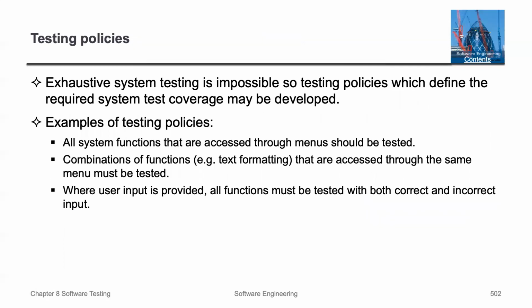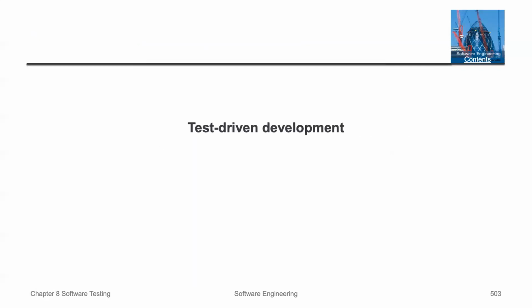For testing policies, exhaustive system testing is impossible, so testing policies which define the required system test coverage may be developed. Examples of testing policies: all system functions that are accessed through menus should be tested. Combinations of functions, for example text formatting, that are accessed through the same menu must be tested. And where user input is provided, all functions must be tested with both correct and incorrect input.